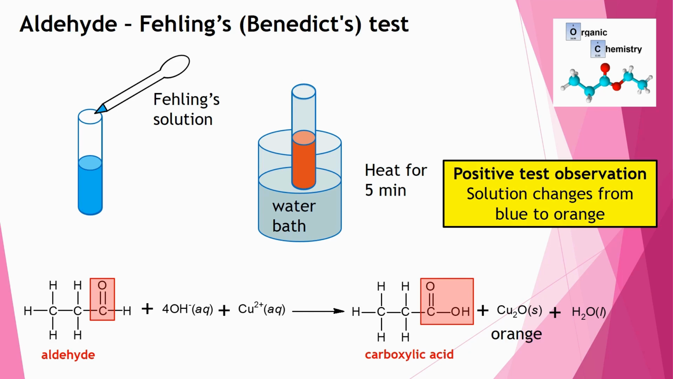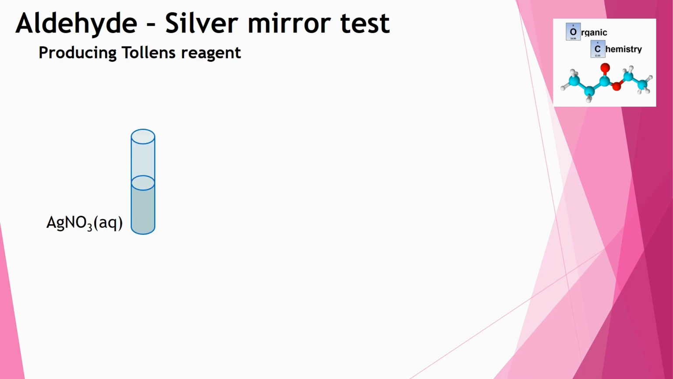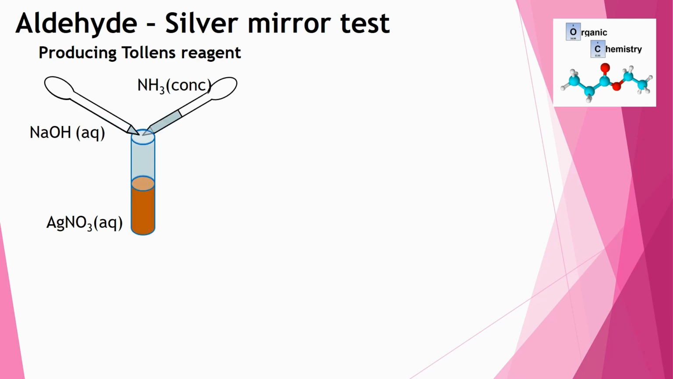The next test we're going to look at is called a silver mirror test, and that's when we use Tollens reagent. So I've got some silver nitrate here. This is just how I produce Tollens reagent. I add to that some sodium hydroxide. It makes a brown precipitate. I then add some concentrated ammonia until the precipitate dissolves. And now that is Tollens reagent. I'm going to add this Tollens reagent to my aldehyde and then heat it.